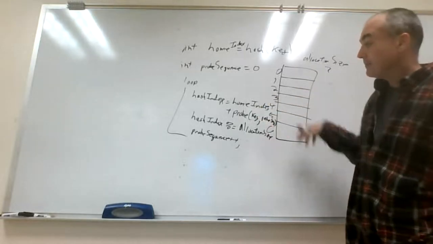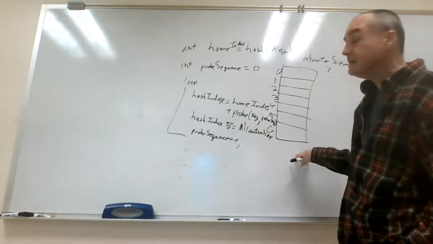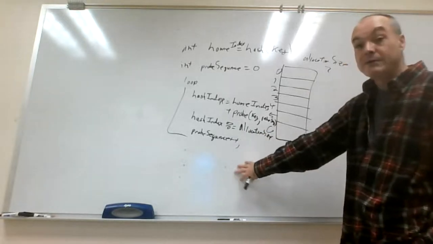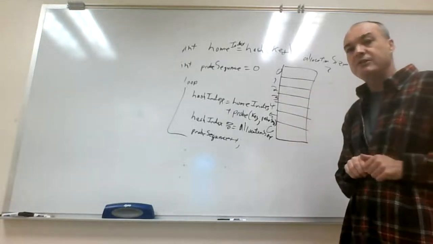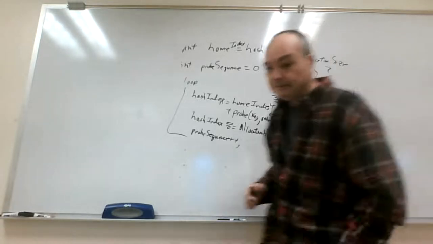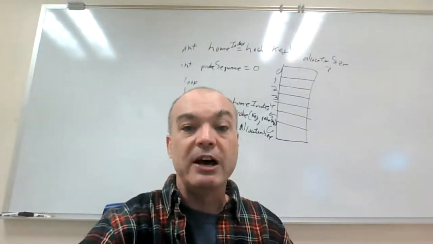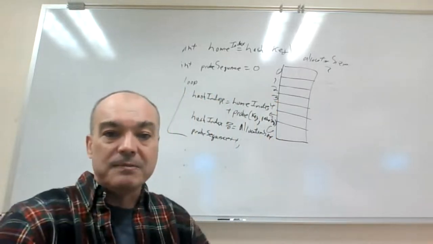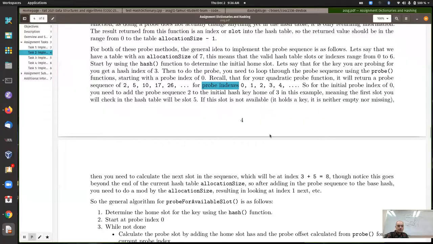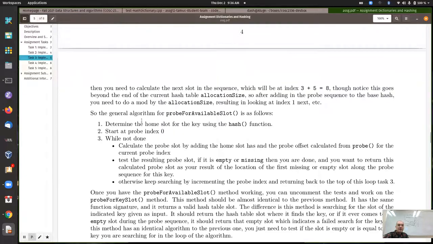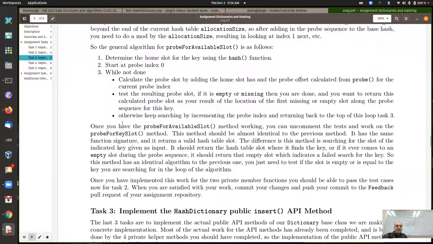All right. Then when we get to the stopping conditions, we stop the loop and we figure out what our result was. So either we found the key we were looking for, or we found the empty slot, or our search failed, right? So I'll talk more about that, but hopefully that helps a little bit. That's in a nutshell what the probe sequence is supposed to be doing, right? And we tried to describe that in the pseudocode here. So the pseudocode here is pretty much the same, both for the probe for available slot and the probe for key slot. Okay.